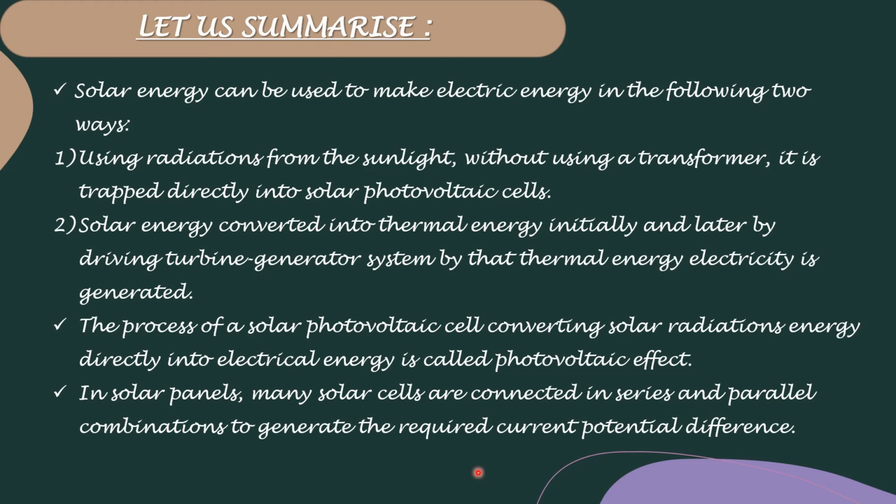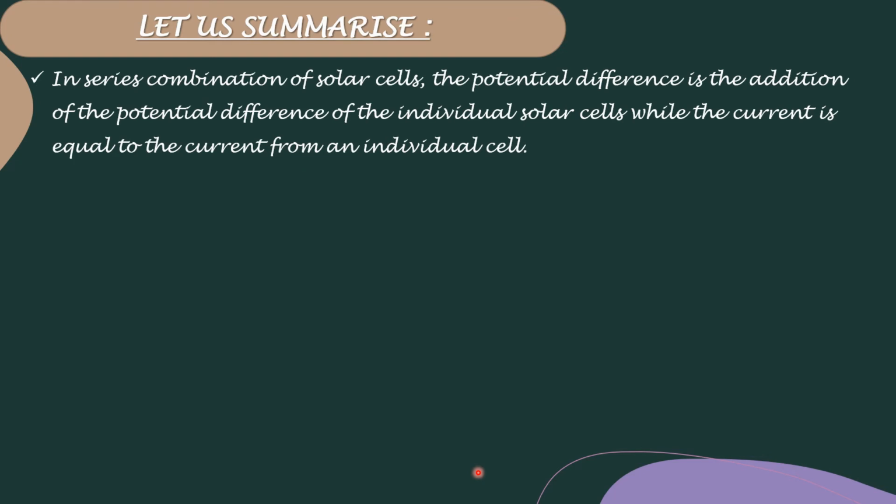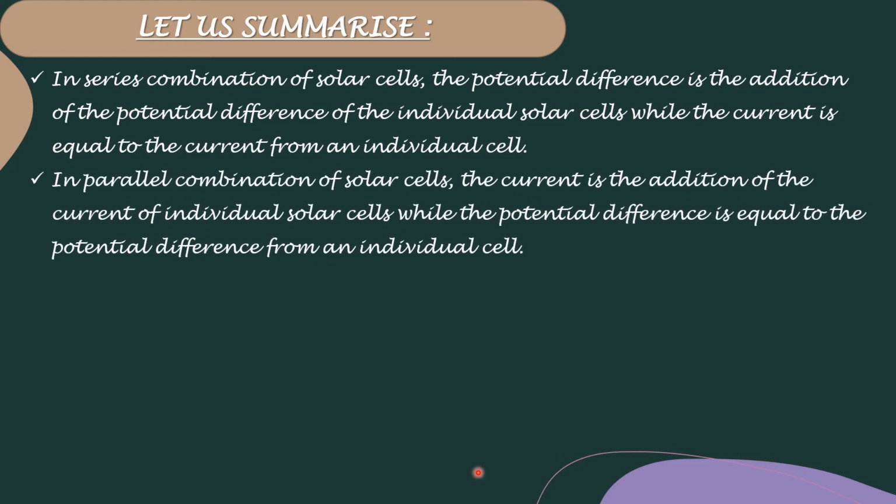and potential difference. Then we also studied that in a series combination of solar cells, the potential difference is the addition of the potential differences of the individual solar cells, while the current is equal to the current from an individual cell. And in a parallel combination of solar cells, the current is the addition of the currents of individual solar cells, while the potential difference is equal to the potential difference from an individual cell.